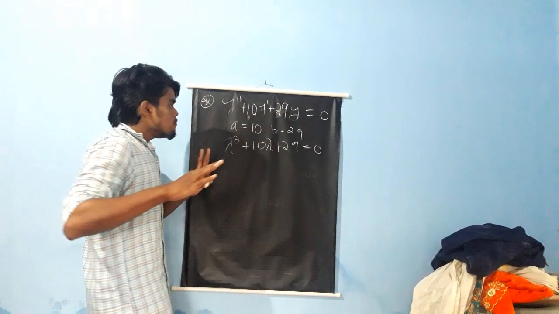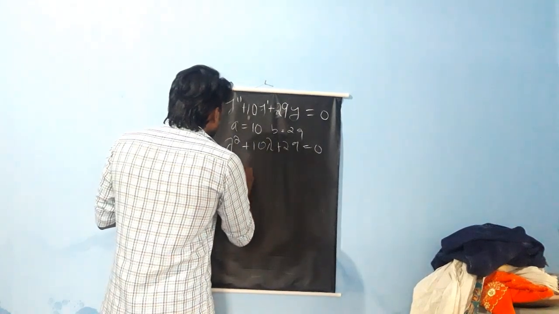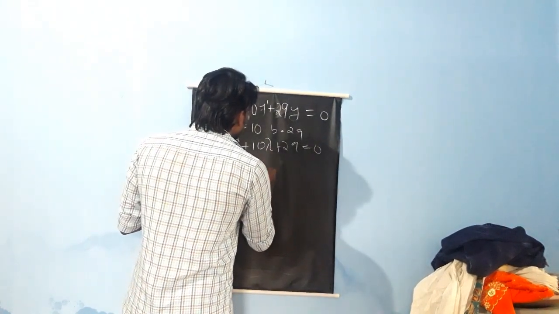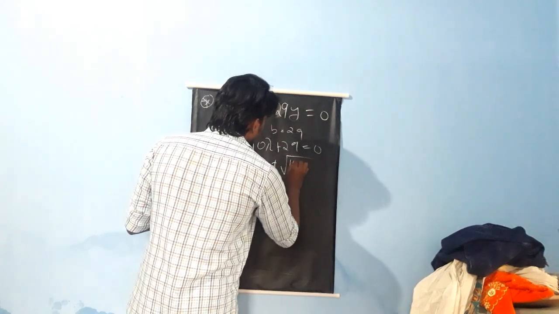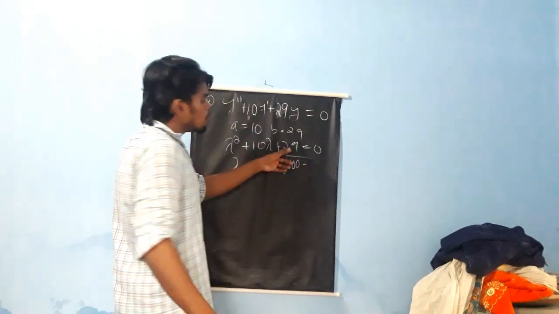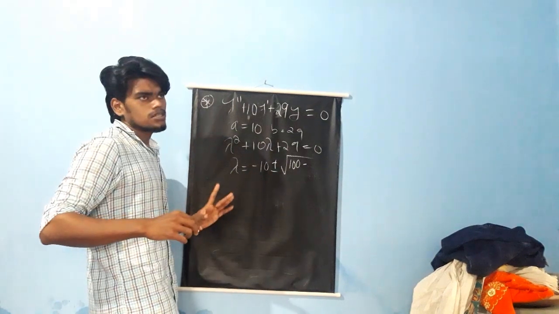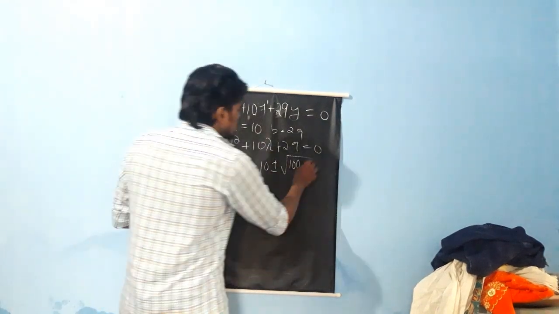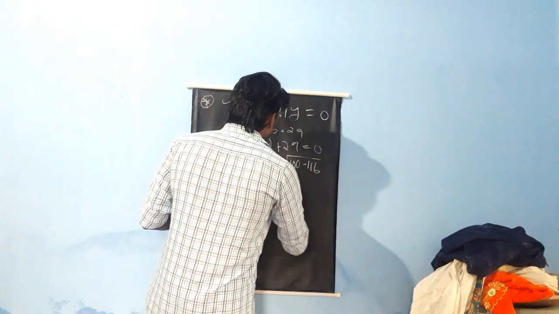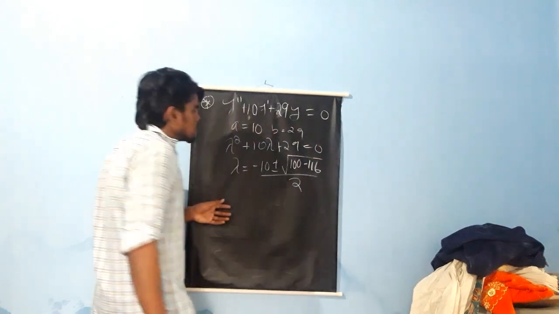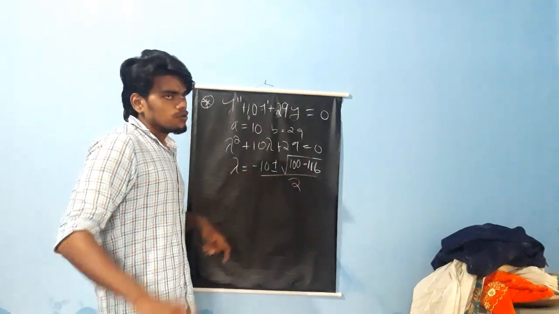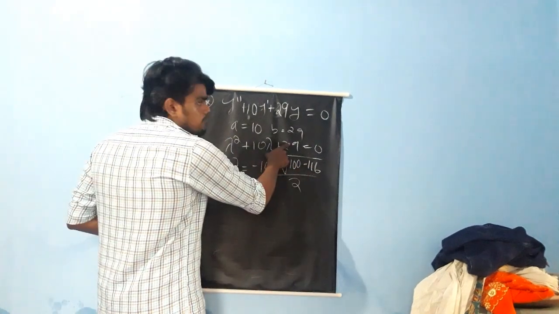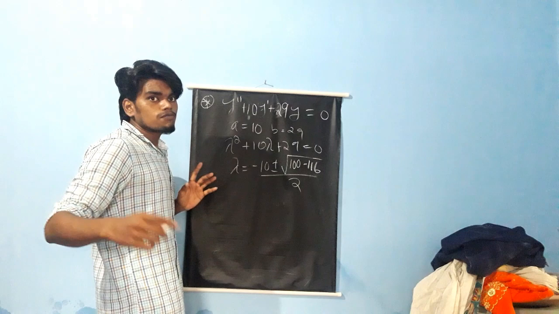We know that lambda is equal to minus a, which means minus 10, plus or minus root of a square, which is 100, minus 4 into 29, which is 116, all over 2. So let's see, this is a square and this is minus 4b. You have to understand that 4 into 29 is equal to 116.